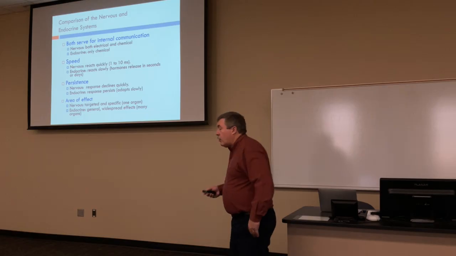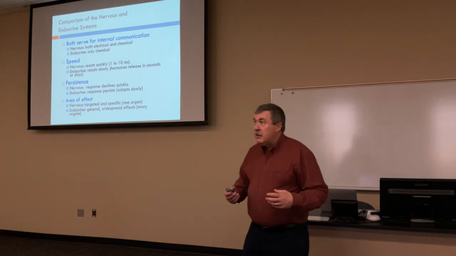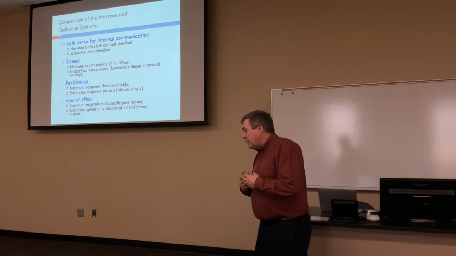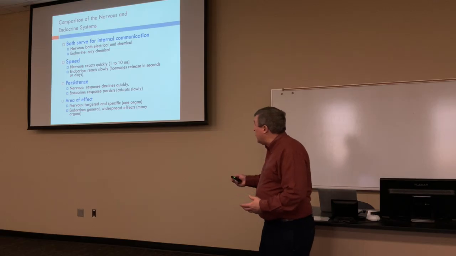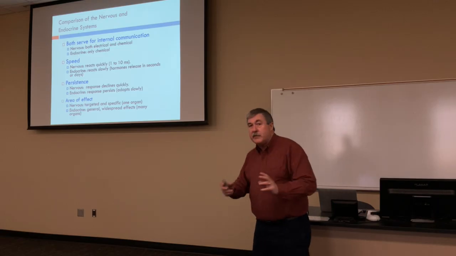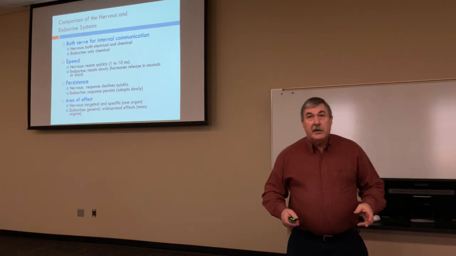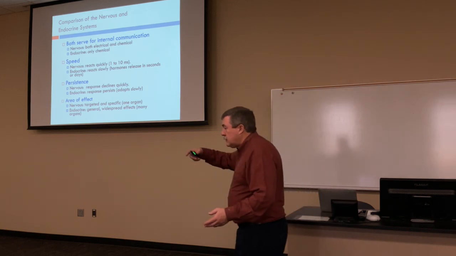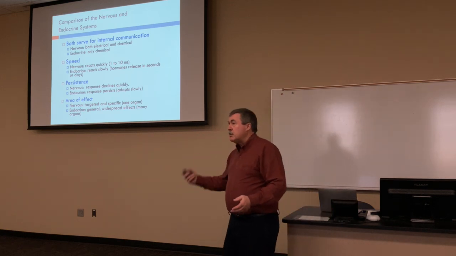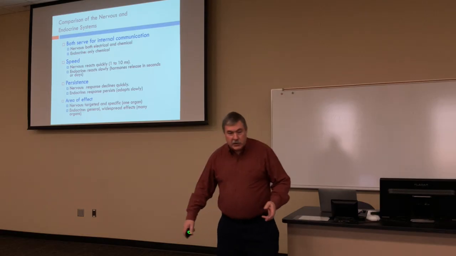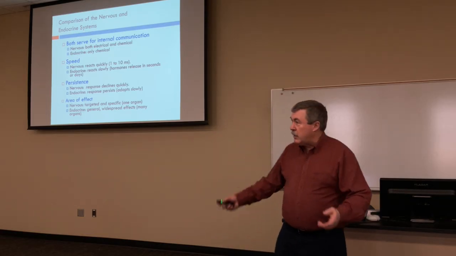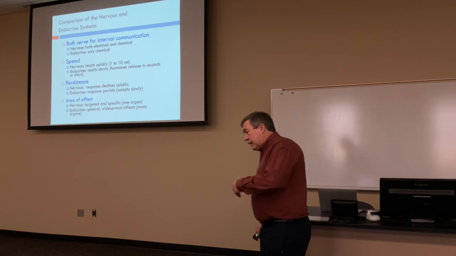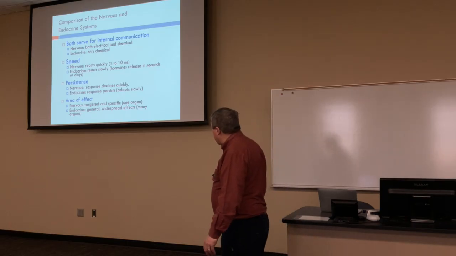The persistence, or the length of time that the effect lasts, is very different. In the nervous system, the response declines very quickly. So if a somatic motor neuron that leads to a skeletal muscle is activated, the muscle contracts and twitches. It goes through what's called a muscle twitch or contraction, and that takes place relatively quickly, and then the effect is over. So the effect may only last maybe a second or two.